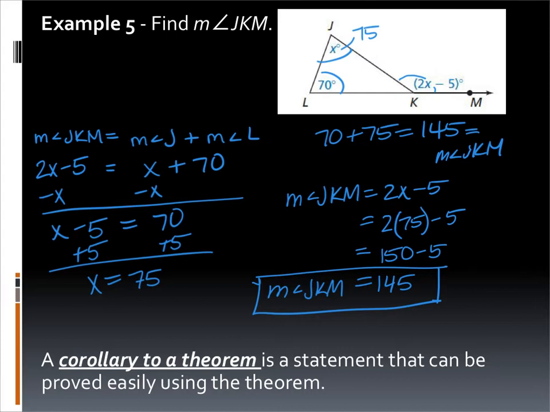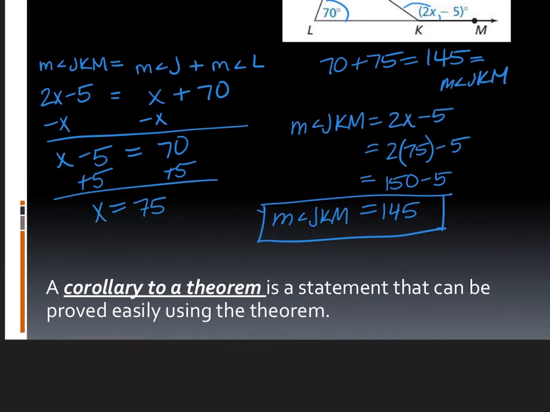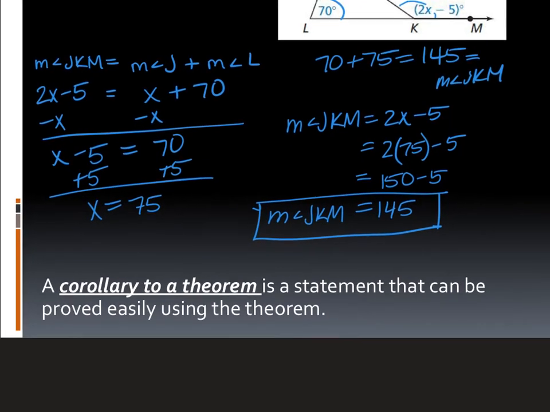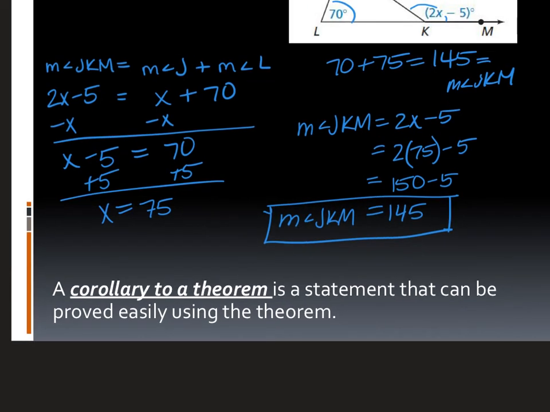Okay. And so one thing you also want to note at the bottom of this page, it says a corollary to a theorem is a statement that can be proved easily using the theorem. So you have to use the theorem in order to prove its corollary. And the corollary for the triangle sum theorem is what we're going to see in just a few minutes after we do this next example.